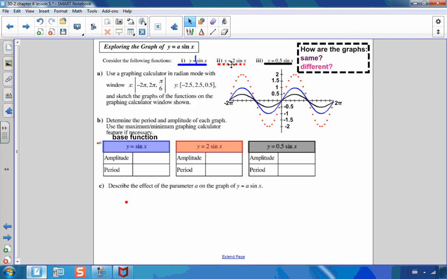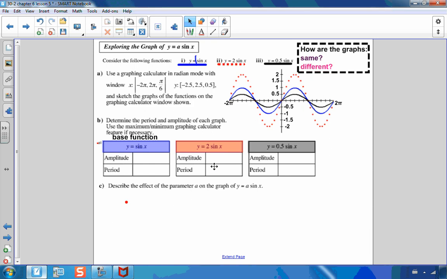Then we're going to look at what happens when there's a 2 in front and when there's a 0.5 in front. You can see I've graphed them and I've labeled them all according to their color. So sine x is in blue, 2 sine x is in the red dotted line, and half a sine x is in the black line.